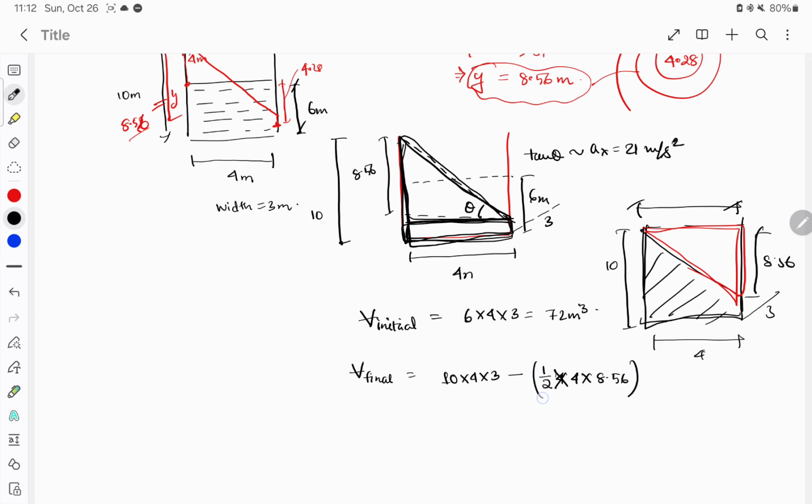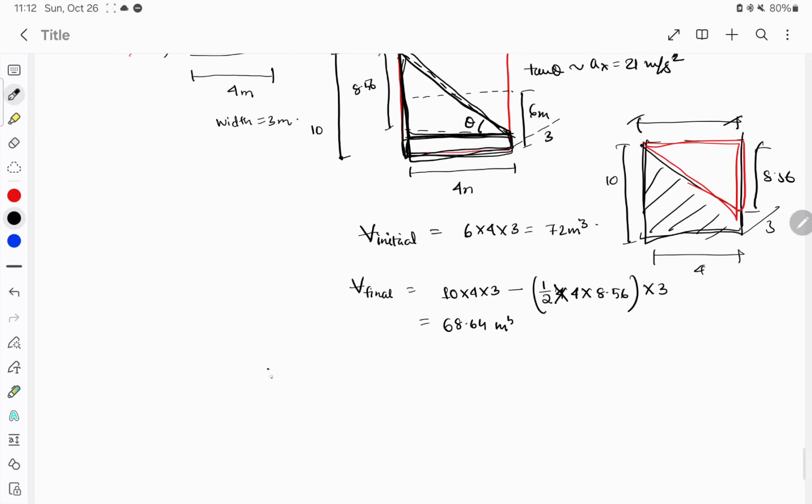8.56. This gives us the area, into 3, this will come out to be 68.64 meter cube, and thus the volume spill out will be how much, will be 72 minus 68.64, which will give us 3.36 meter cube.